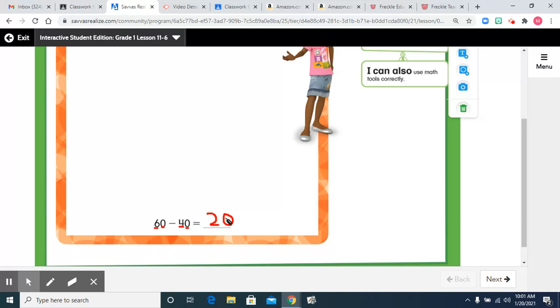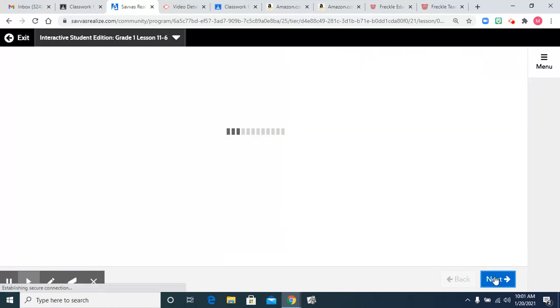If you would like to do an open number line, if that's easier for you to do, you can do it that way. The other way is you could think addition to help you subtract. If those are easier for you, you can do it that way. If not, use your number grid or look at the tens and the ones place. Okay, turn the page.